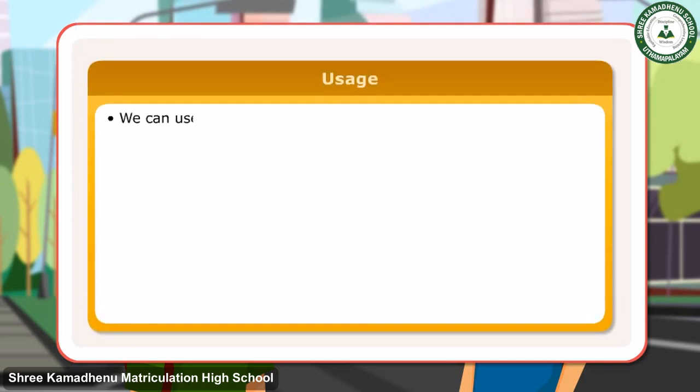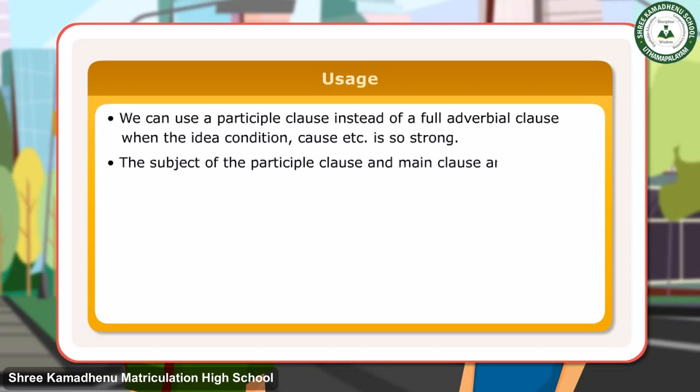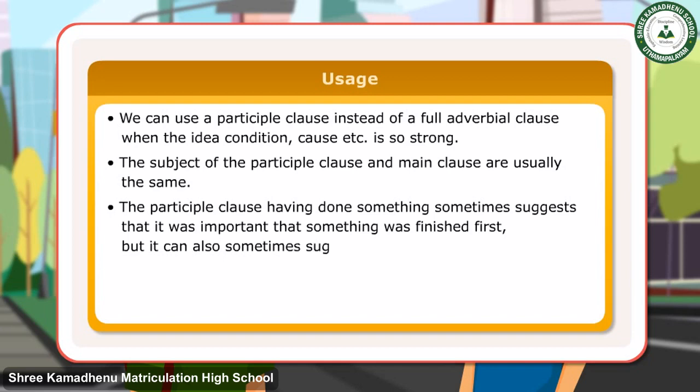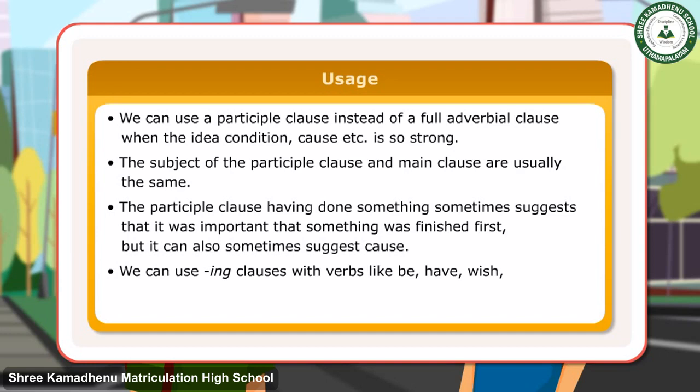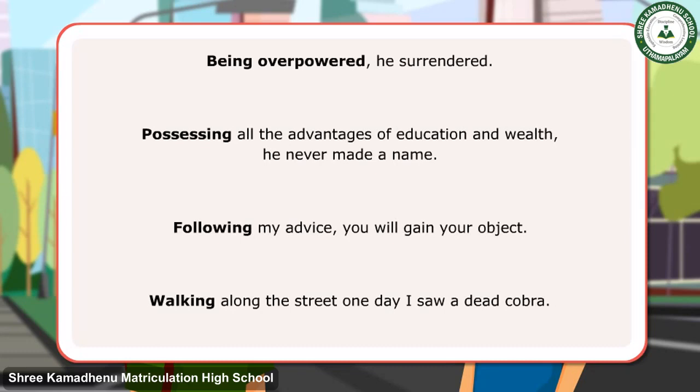Usage. We can use a participle clause instead of a full adverbial clause when the idea, condition, cause, etc. is so strong. The subject of the participle clause and main clause are usually the same. The participle clause, having done something, sometimes suggests that it was important that something was finished first, but it can also sometimes suggest cause. We can use ing clauses with verbs like be, have, wish, know. In these cases, the participle clause usually expresses cause or reason. Let us look at a few examples.